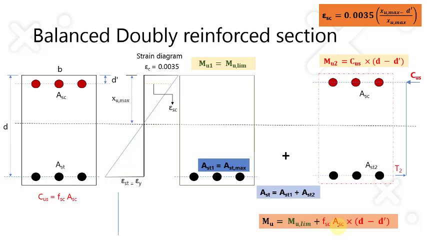Once ASC is computed, that is the compression steel is computed, what we can do, we can equate the compression force CUS with T2. If I substitute here, again we are going to get one expression. Here only AST2 is unknown. If I solve this, I'll get AST2. If I substitute AST2 here, finally you will be able to get the total tension reinforcement in the doubly reinforced section. Also you'll be having compression reinforcement which will come from this expression.